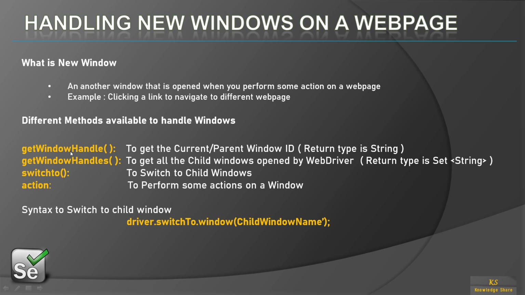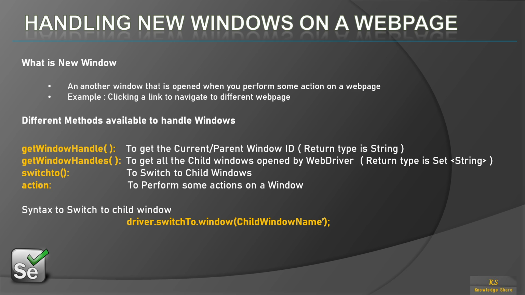These are the four methods that we'll use. Get window handle, which will get the current ID of a parent window which is open by the WebDriver. And the second one is get window handles, which will get all the IDs of open browsers. That means open child windows of a current WebDriver. And switch to, as we generally use switch to for switch to alert, switch to frames.